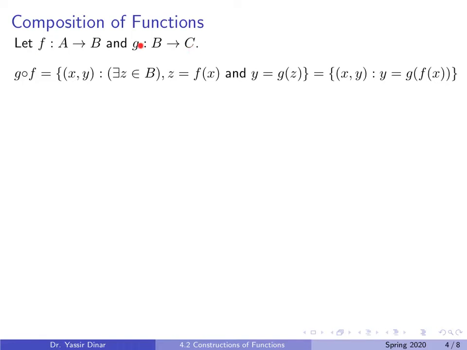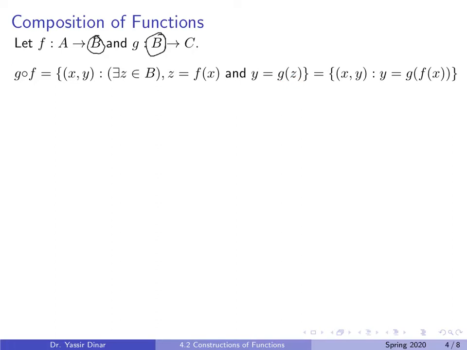We treat functions as relations, and in this relation the codomain of F is the same as the domain of G. So we can find the composition of F and G, which is written as G circle F. By definition, G circle F is all pairs X and Y such that we can find Z in B, where Z is equal to F of X and Y is equal to G of Z.